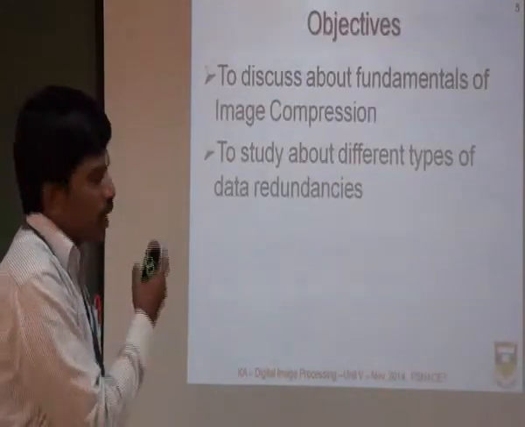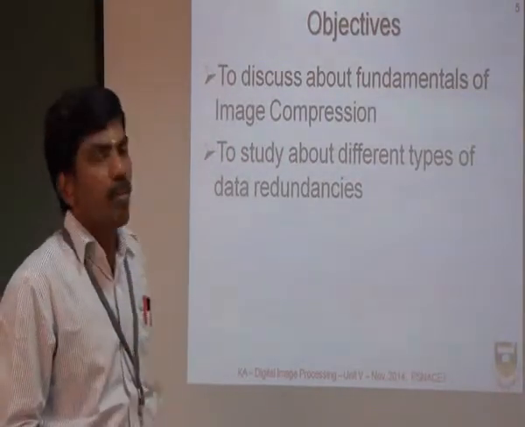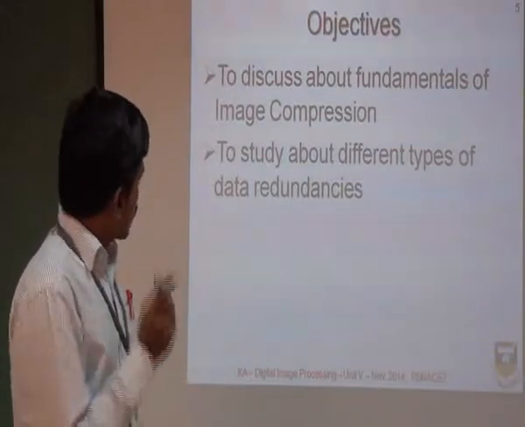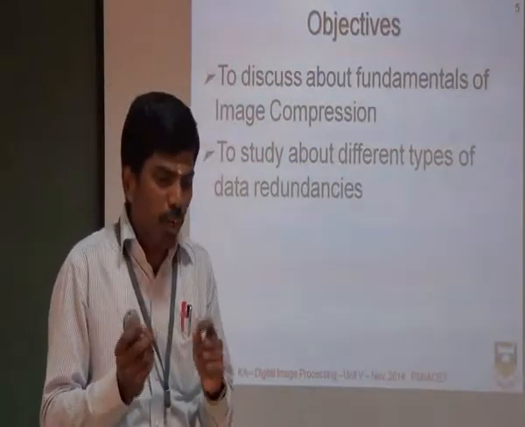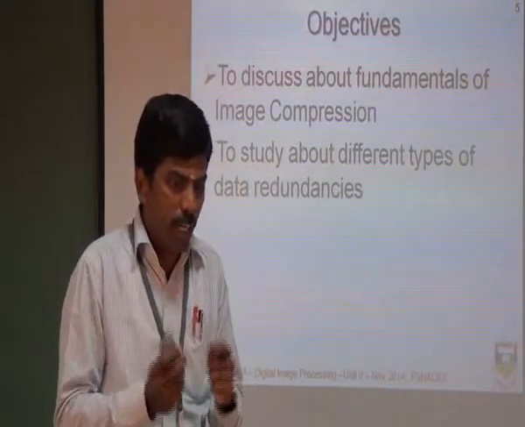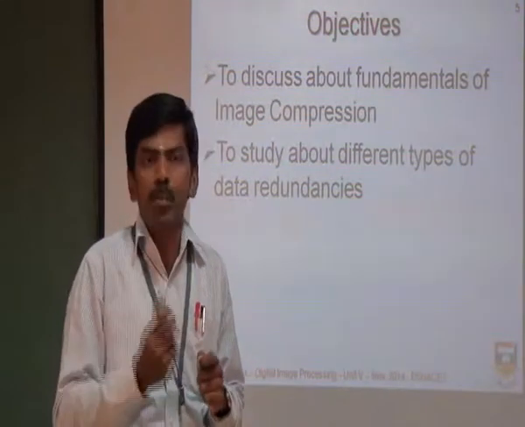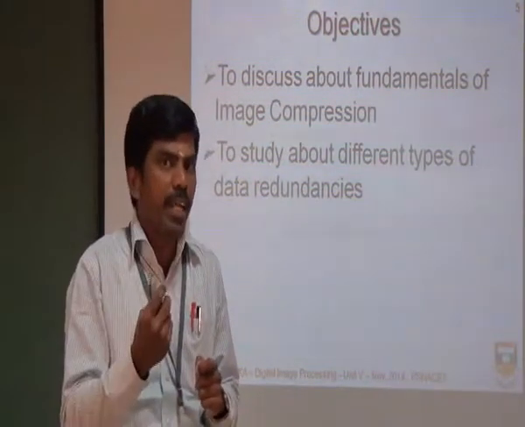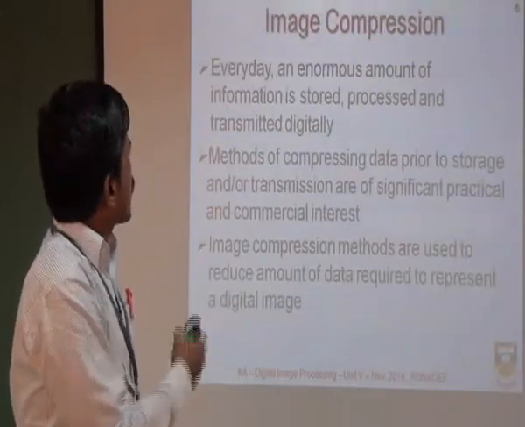The objective of this study is mainly to discuss the fundamentals of image compression, and similarly to study different types of data redundancy. Generally we know redundancy is nothing but repetition. Most of the information can be repeated, so by eliminating the repetition, image compression becomes possible to achieve. So what is image compression?